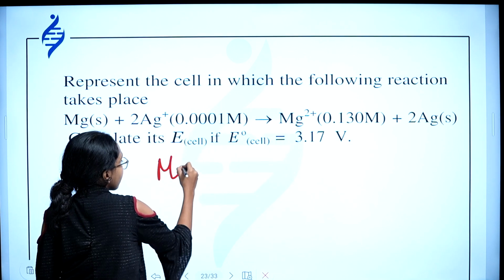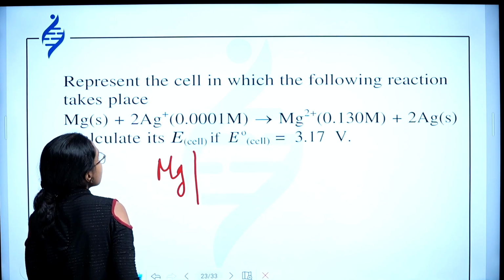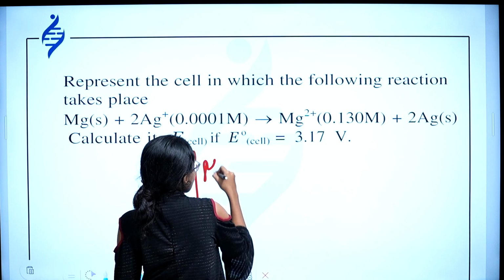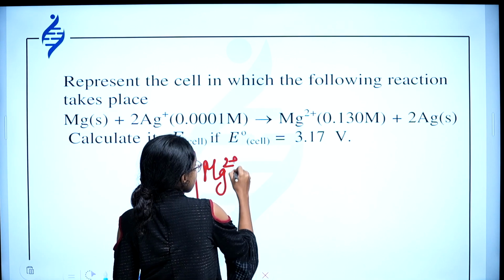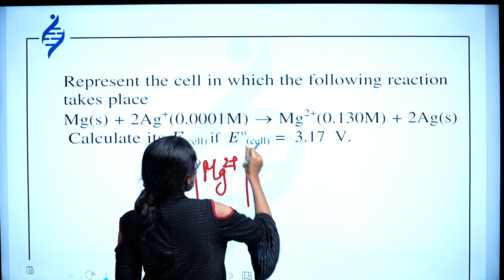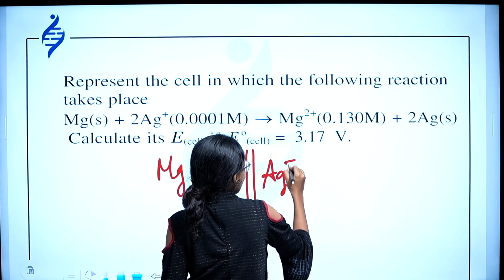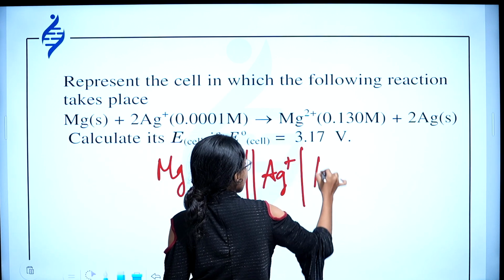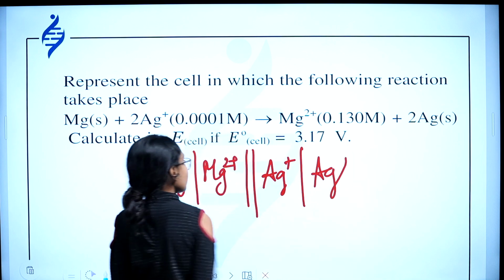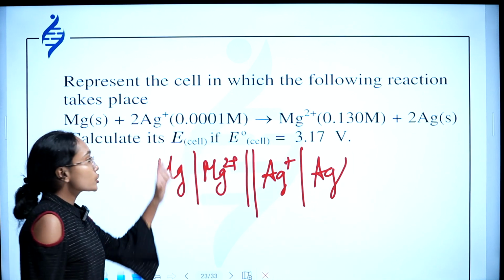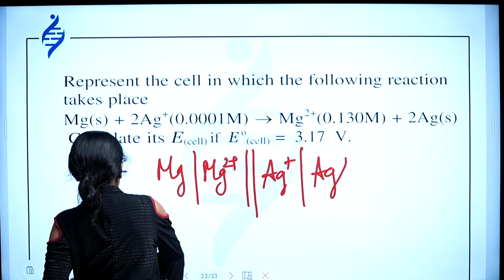Mg. The anodic solution may be magnesium sulfate, so Mg2+ is the ion. Salt bridge. The cathode is Ag. So cathodic solution and cathode. This is the cell representation of the given reaction.